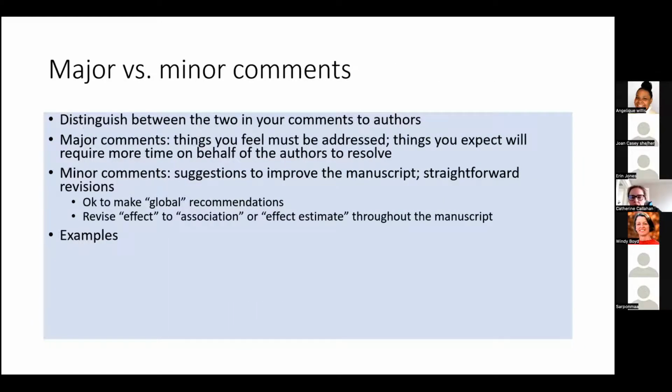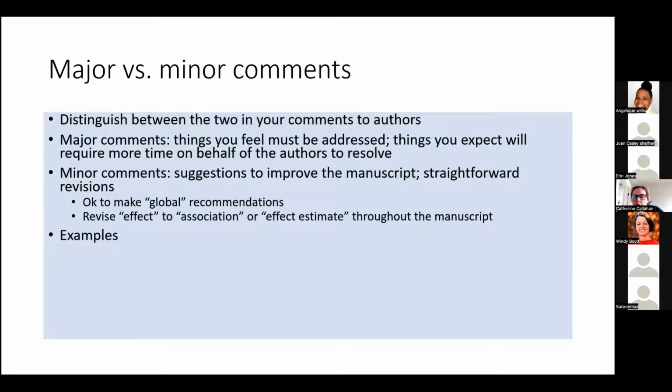So when you're drafting your review, you should include both major and minor comments and distinguish between the two. Major comments are things you feel must be addressed or things that you think might take more time on behalf of the authors to resolve, whereas minor comments are more suggestions or straightforward revisions. It's okay to make global recommendations when you're thinking about wording or minor comments.